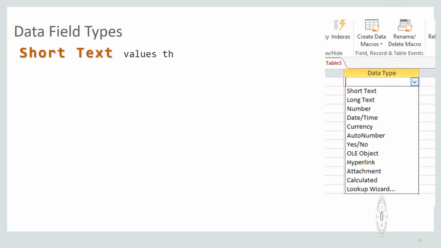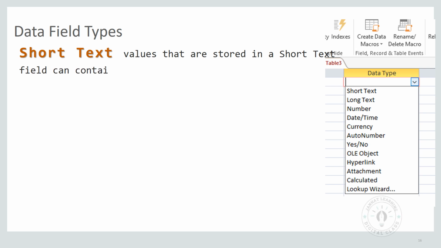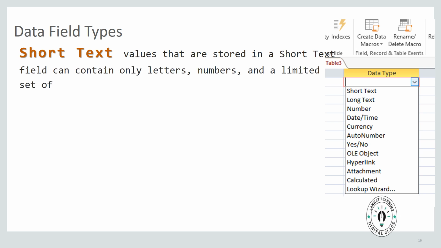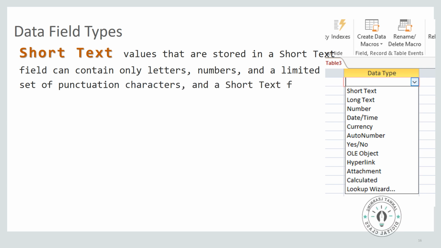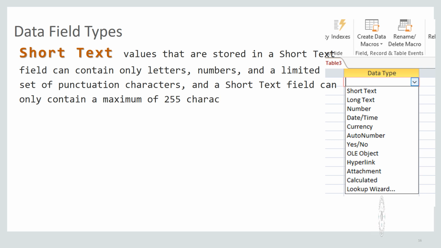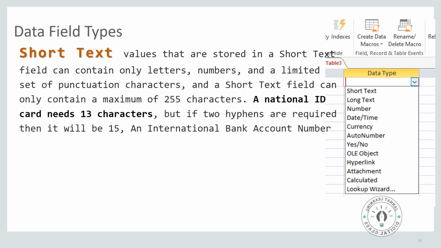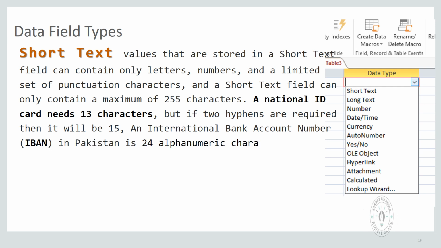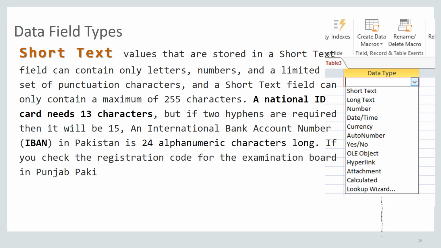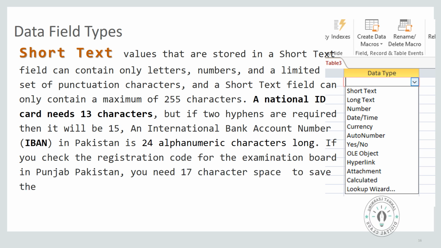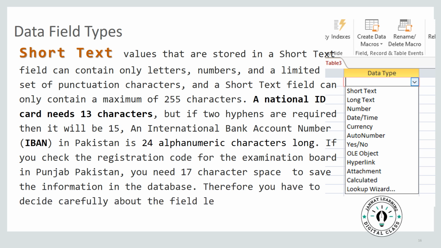Short text values that are stored in a short text field can contain only letters, numbers, and a limited set of punctuation characters, and a short text field can only contain a maximum of 255 characters in a previous version of MS Access. A national ID card needs 13 characters, but if 2 hyphens are required, then it will be 15. An international bank account number, IBAN, in Pakistan, is 24 alphanumeric characters long. If you check the registration code for the examination board in Punjab, Pakistan, you need 17 characters of space to save the information in the database. Therefore, you have to decide carefully about the field length.